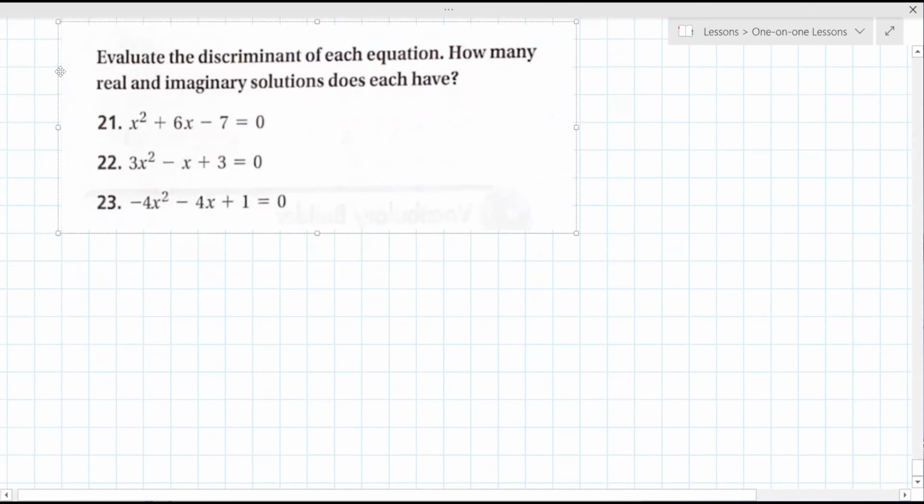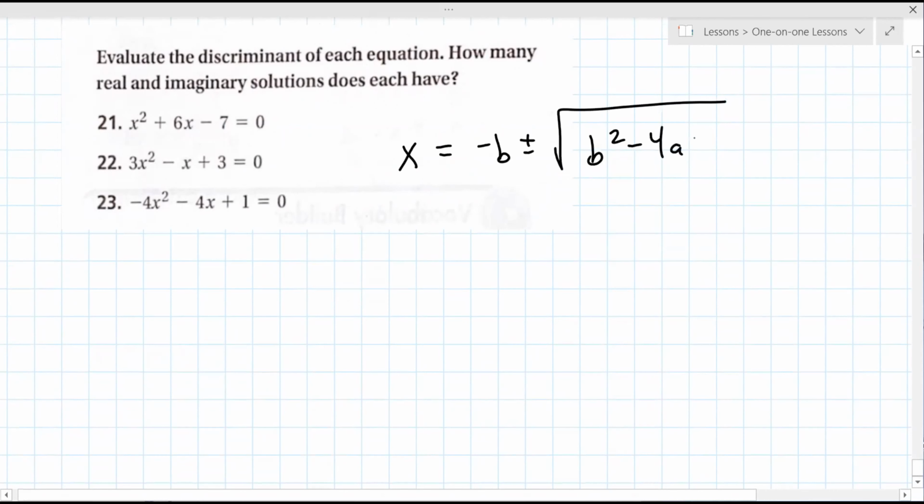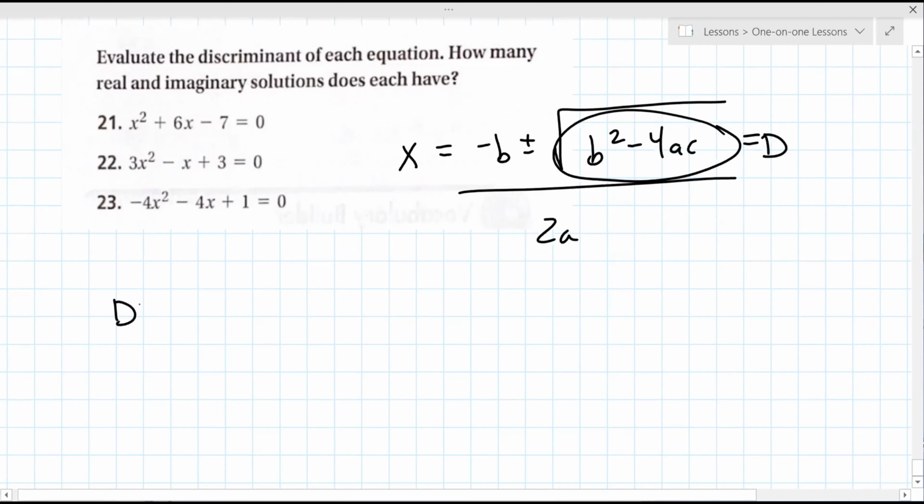Great. Evaluate the discriminant of each equation. The discriminant is from the quadratic formula. The discriminant is just this part. It's the d. It has nothing to do with the square root. So the discriminant is b squared minus 4ac.